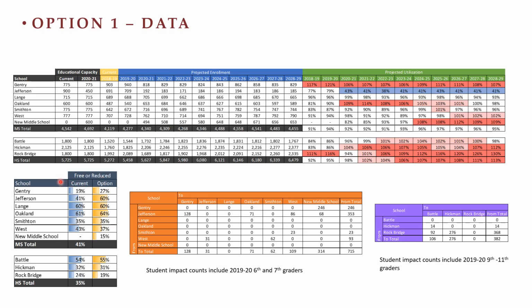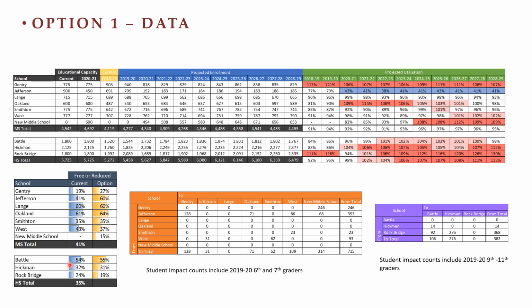Looking at our socioeconomics, our free and reduced lunch data, Gentry goes from 19 to 27, Jefferson from 41 to 60, Lang stays the same at 60, Oakland from 61 to 64, Smithton 35 staying the same, West going from 43 down to 37. The new middle school would open at 15%, and our overall middle school average is 41%. Some of the feedback that we got in the focus groups was that this number seems low for the new middle school, but it's one of those things of where the school is located and the students that are in close proximity to the school.